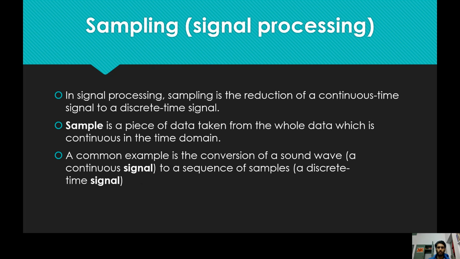What is sampling in signal processing? In signal processing, sampling is the reduction of a continuous time signal to a discrete time signal. A sample is a piece of data taken from the whole data. And the common example is the conversion of a sound wave, a continuous signal, to a sequence of samples, a discrete time signal.